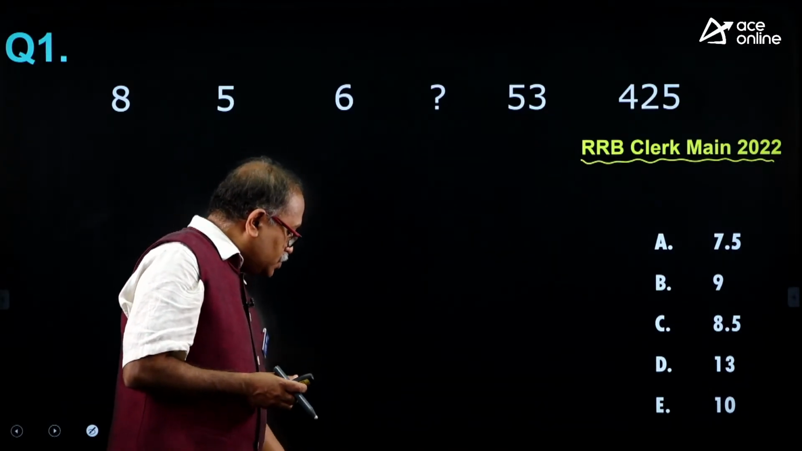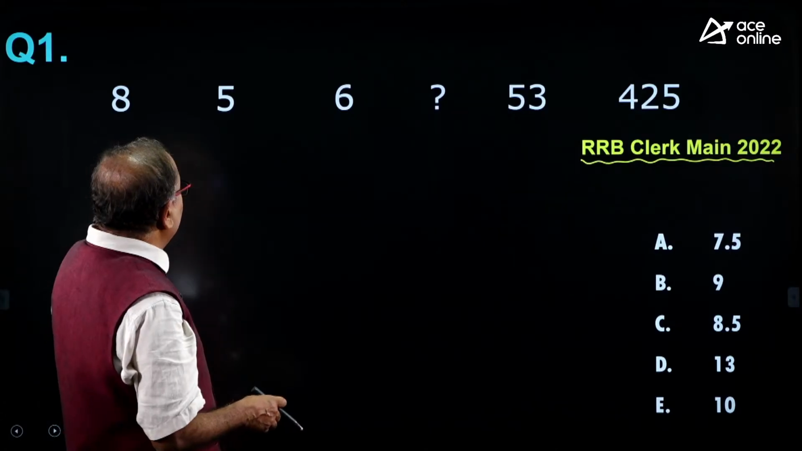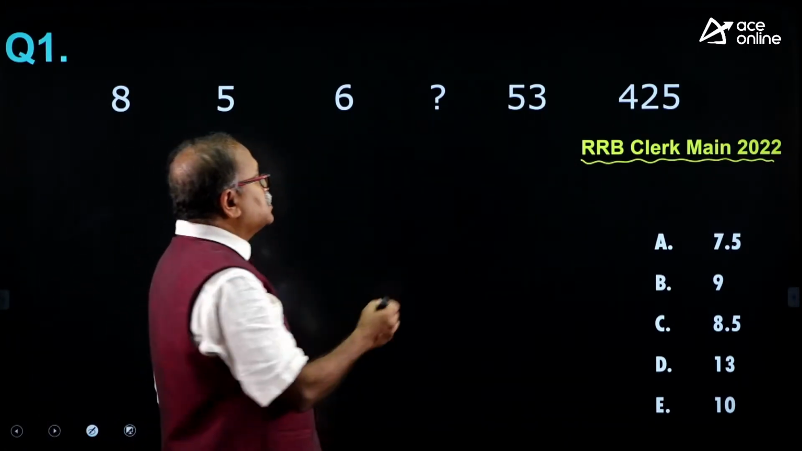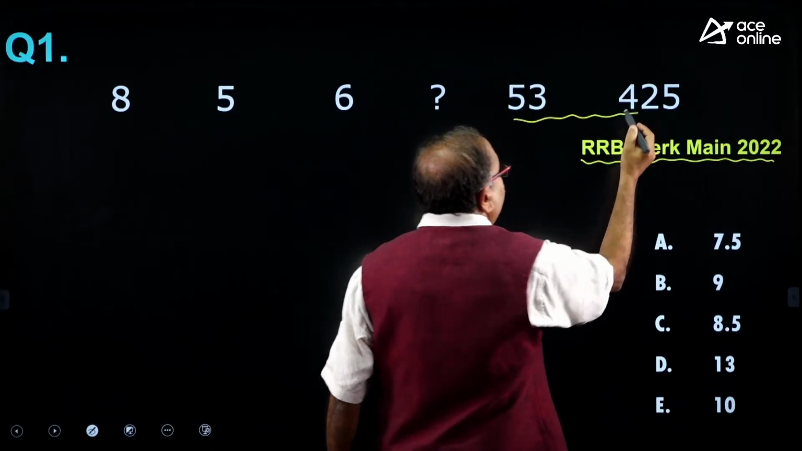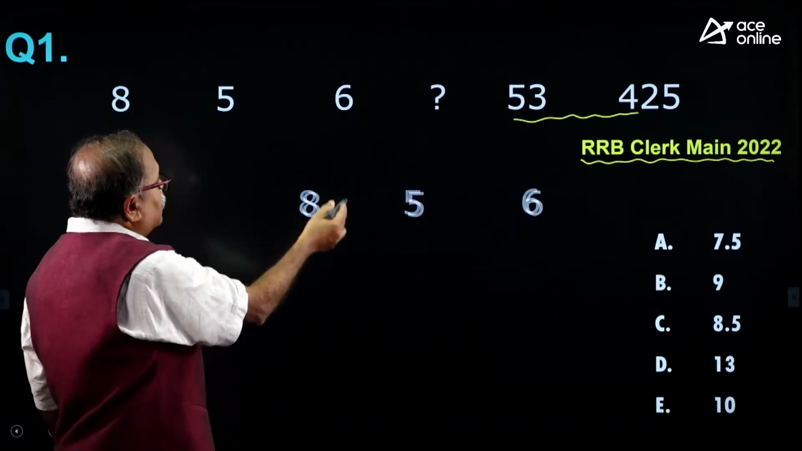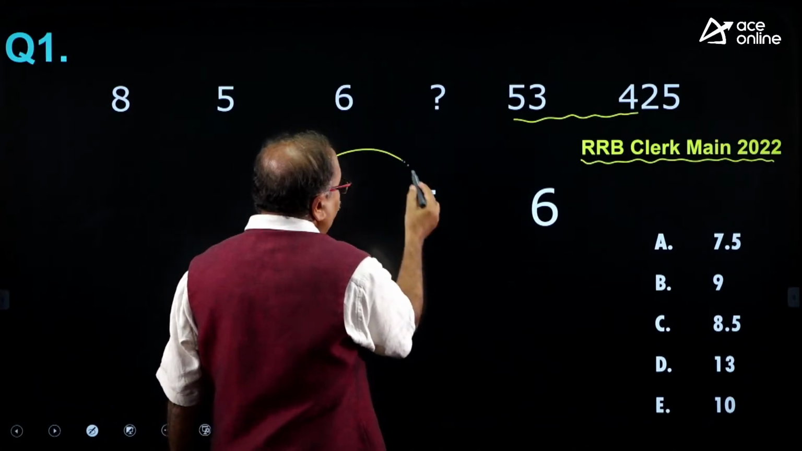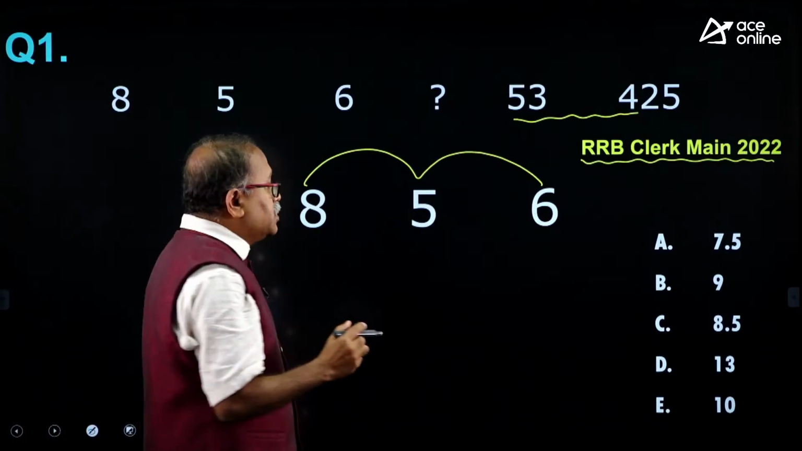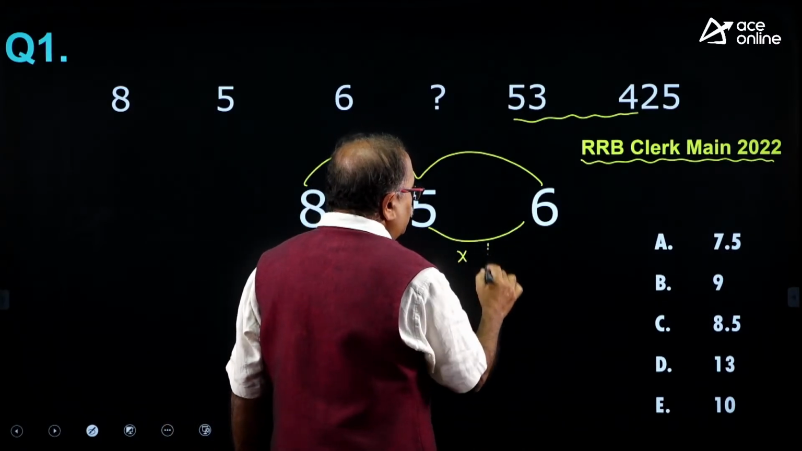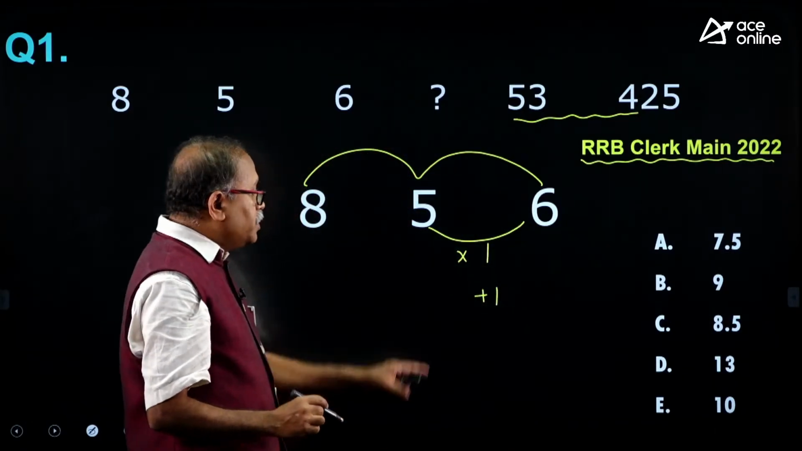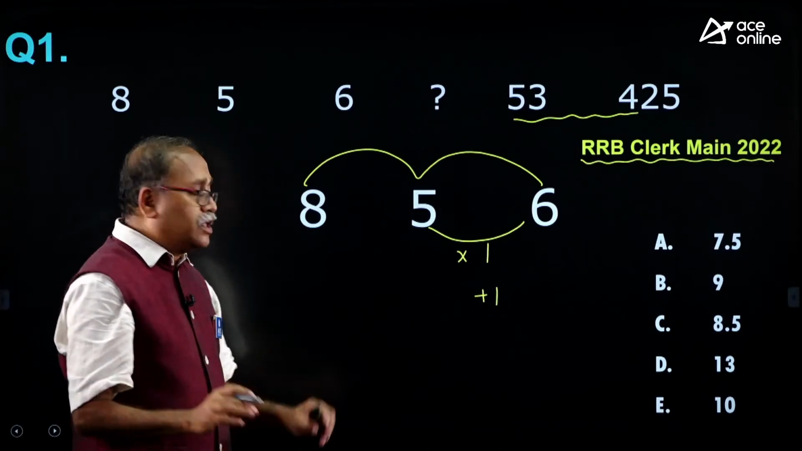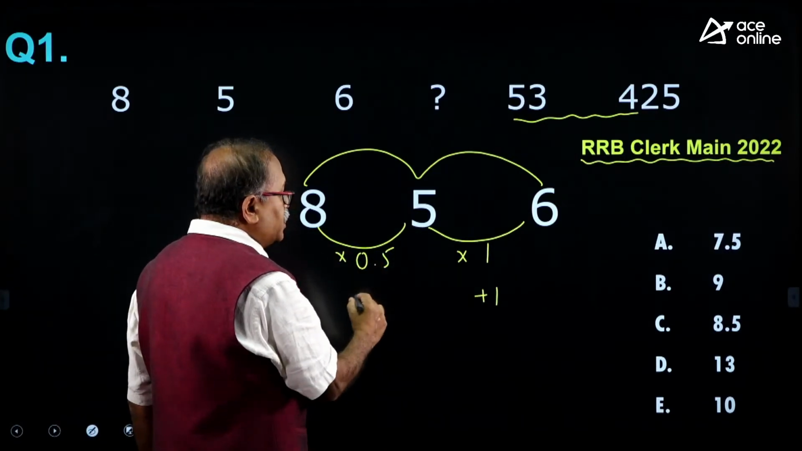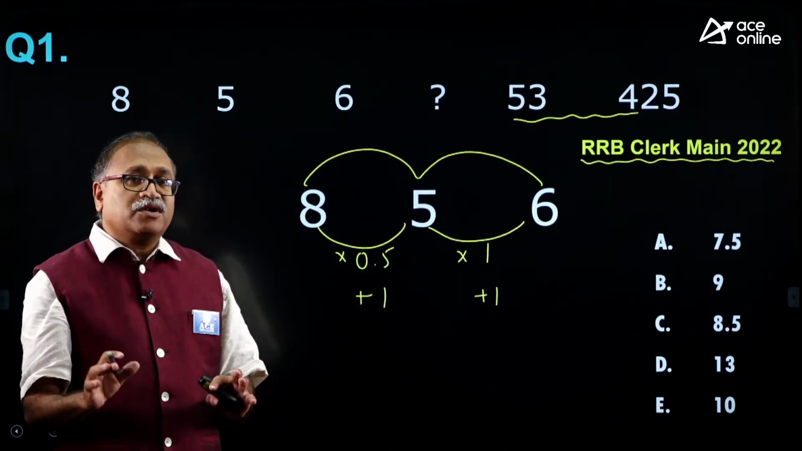Look at this one. When I look at the numbers 53 and 425, I notice that it is a multiplication over here. When I come back to the numbers 8, then 5 and 6, if it is in my mind that this is multiplication, then this is into 1 plus 1. The moment it strikes that it is into 1 plus 1, then from here to here it is into 0.5 plus 1. So, you must have got an idea.